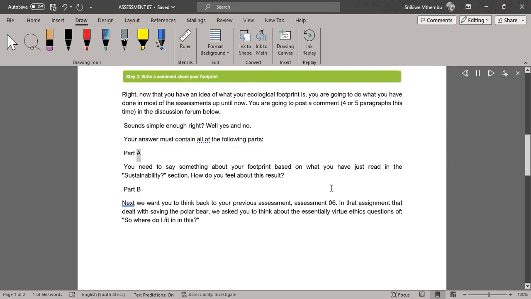Part A. You need to say something about your footprint based on what you have just read in the sustainability section. How do you feel about this result? Part B.